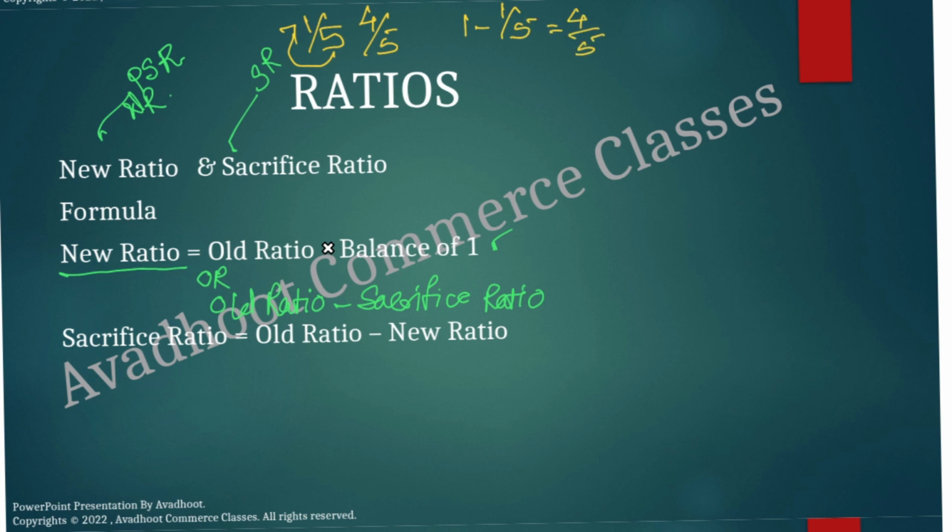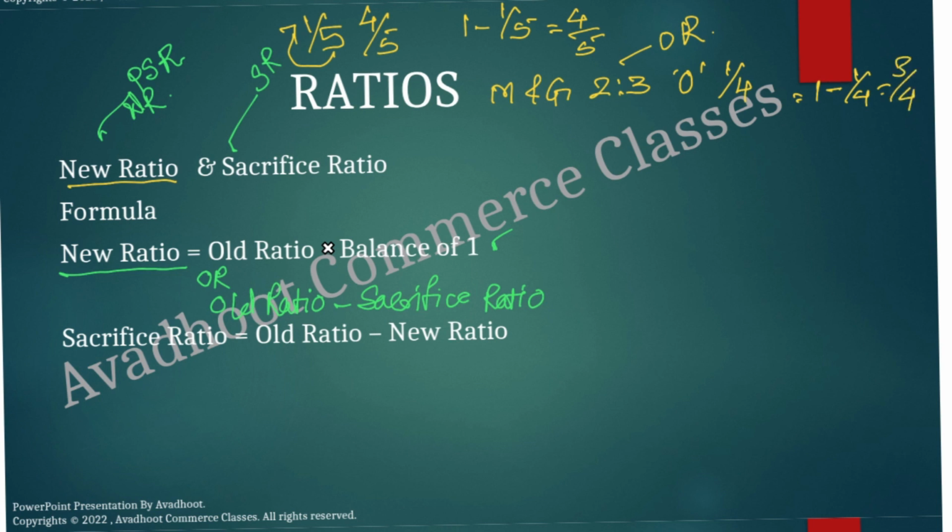Is it okay? Now we can take an example of how to calculate the new ratio. Suppose there are two partners, Mr. M and Mr. G, who share the profits and losses in the partnership firm in 2:3, meaning their old ratio is 2:3. They admitted Mr. O as a partner in the partnership firm and he brings a 1/4 share. Obviously, now how to calculate the new ratio? Therefore, the balance of 1 that we have to calculate. Therefore, 1 minus 1/4, the balance comes to 3 upon 4.